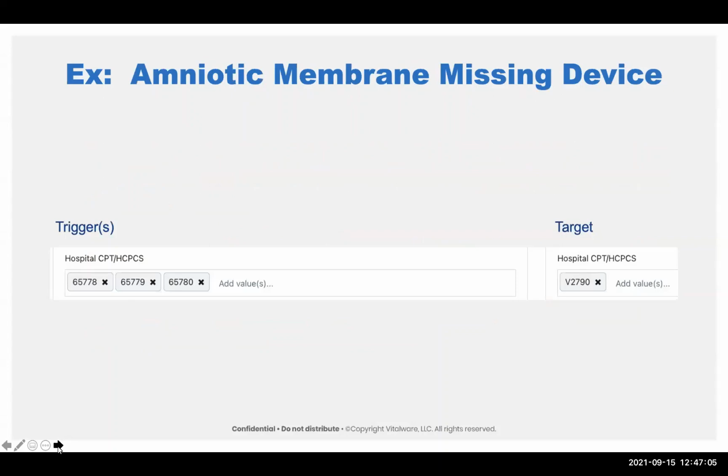Here's an example of amniotic membrane. The device is missing. I have the amniotic membrane procedure, but I don't have any device. And so in this case, one of these CPT codes appeared on the bill, but the target was not on the bill, and it's a lost charge.